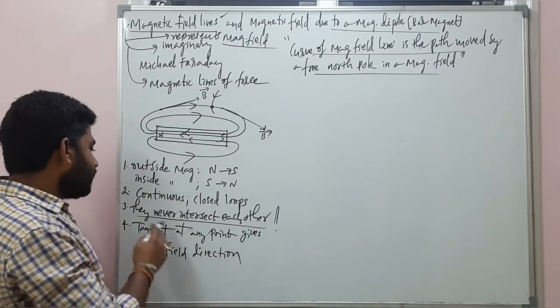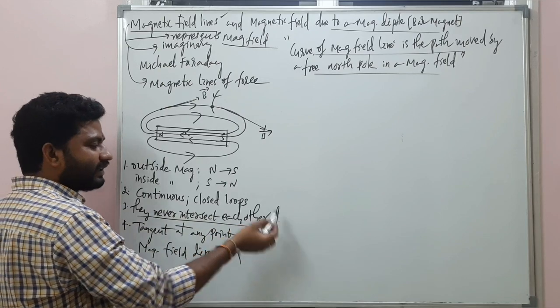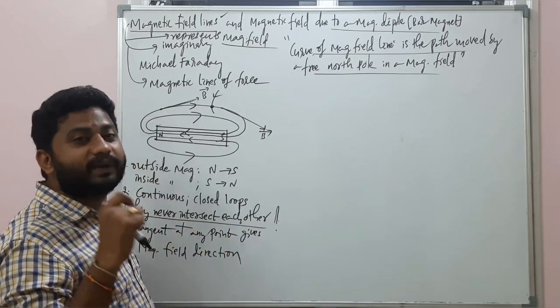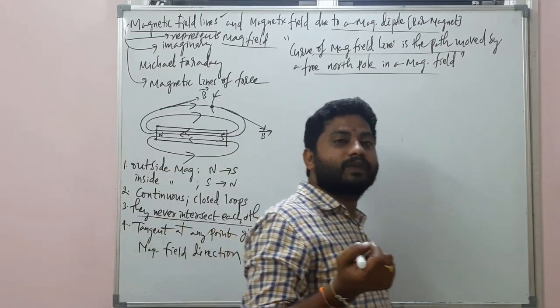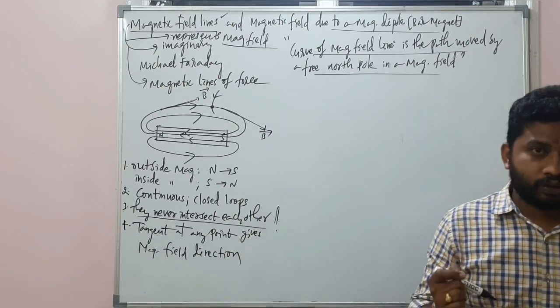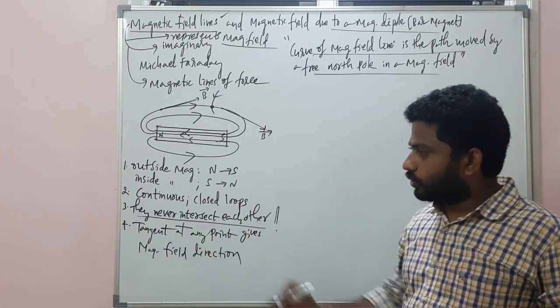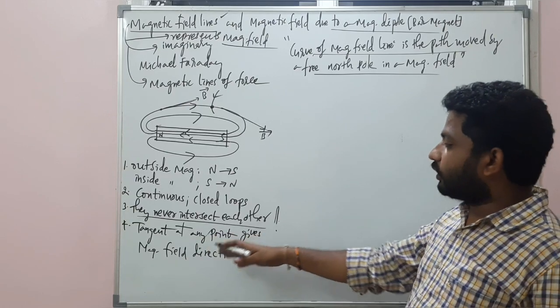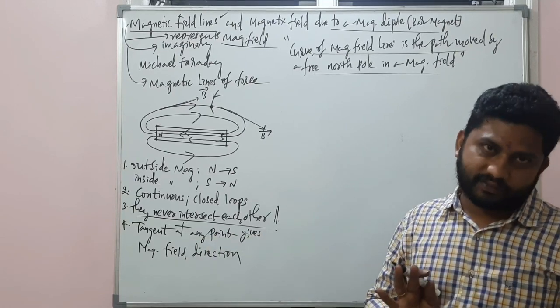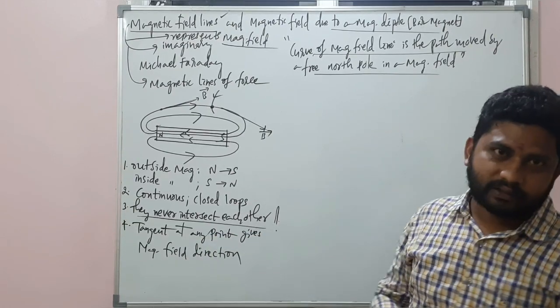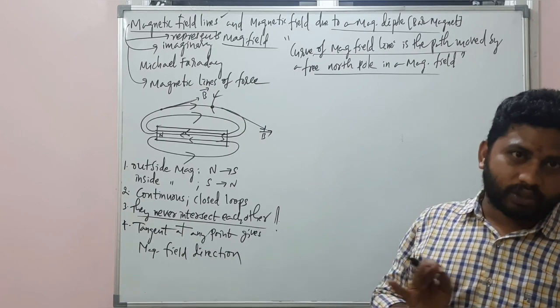So that's the reason you can conclude they never intersect each other, because at one single point, the compass can never give two directions. So this is also fine. The tangent at any point gives the magnetic field direction. It's fine. And this major part of the magnetic field lines is also done.